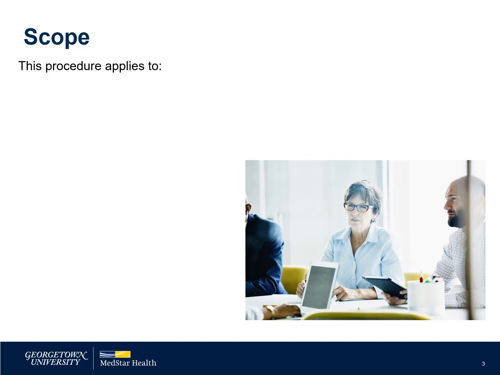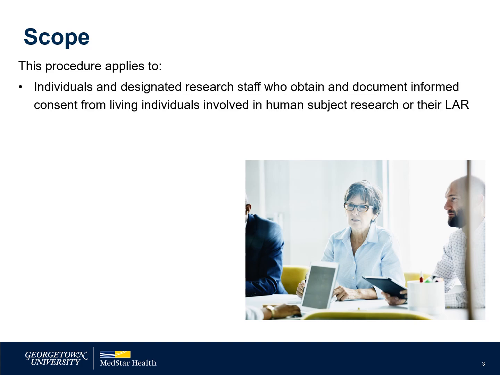Informed consent is a key element of research with human subjects. As such, it is important to identify those who are responsible for the process's correct implementation. The scope of this procedure applies to those individuals and designated research staff first who obtain and document informed consent from living individuals involved in human subject research or their legally authorized representative.